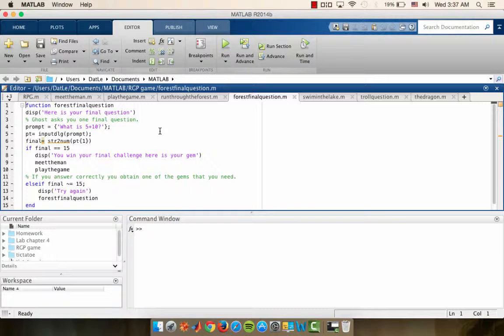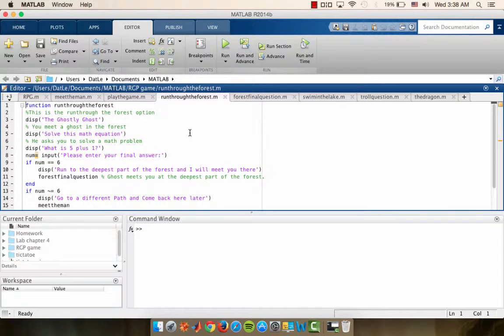The forest final question contains an input dialogue. This collects the player's response. It contains the if-else-if statement. Also, in the Run Through the Forest function, if you answer incorrectly, it'll tell you to go back and take a different path and come back later to try to answer the question correctly.